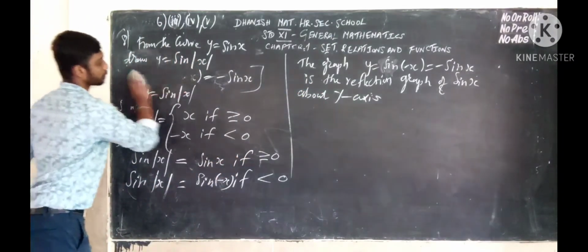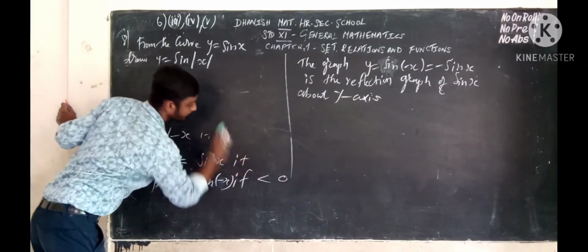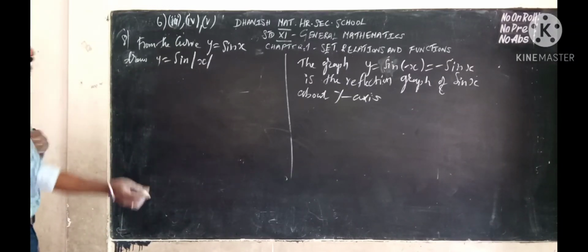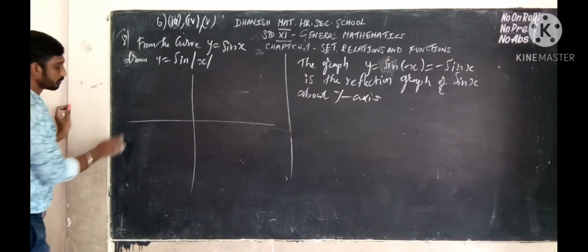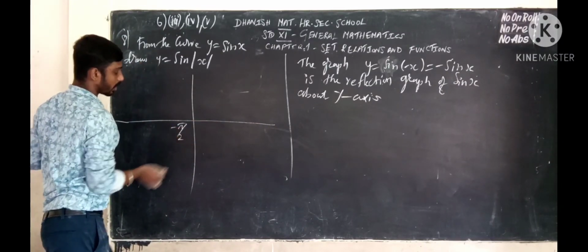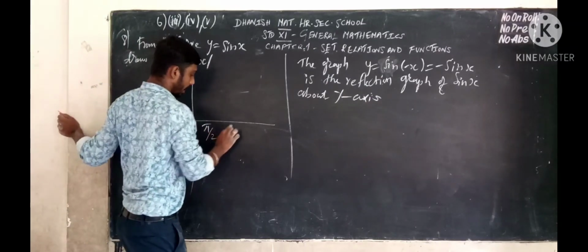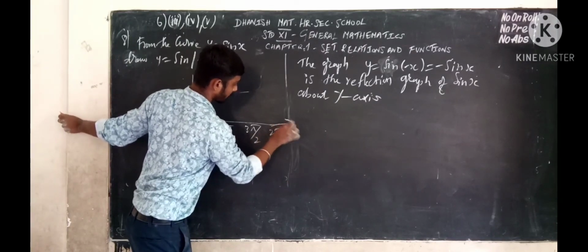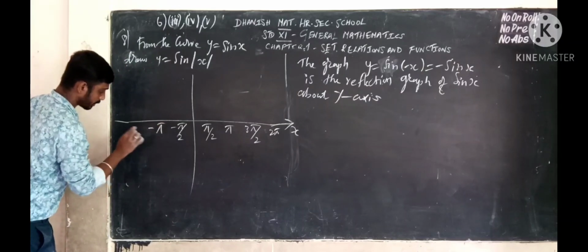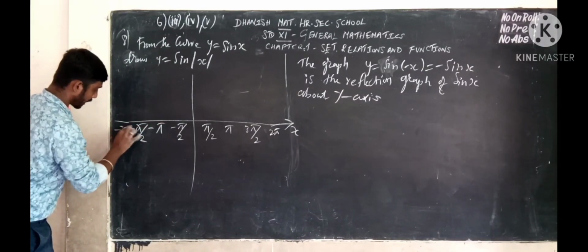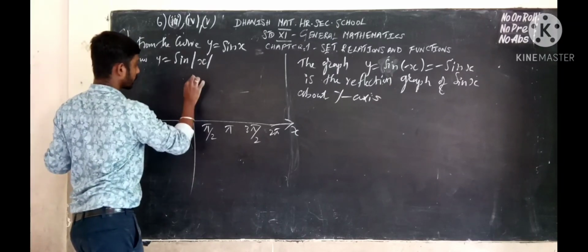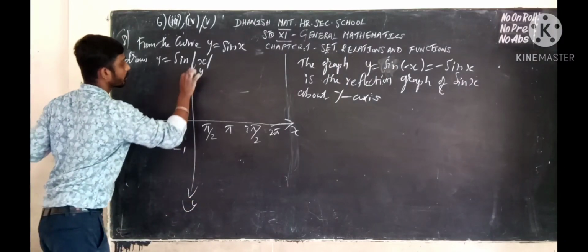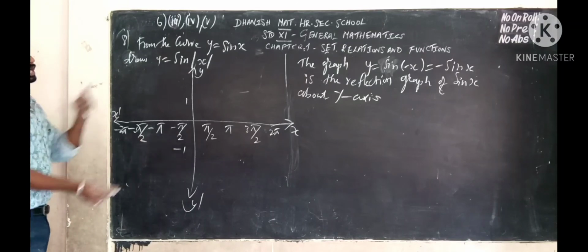Let's draw the graph for this question. So listen, what is the reflection graph here? What is the graph for sine x here? First, what is the graph for sine x? Let's refer to page numbers 101 and 102. So here pi by 2, pi, 3 pi by 2, then 2 pi, and minus pi by 2, minus 3 pi by 2, minus 2 pi, then x dash. Here we obtain 1, here we obtain minus 1, y, y dash. Then what is the graph for y is equal to sine x?